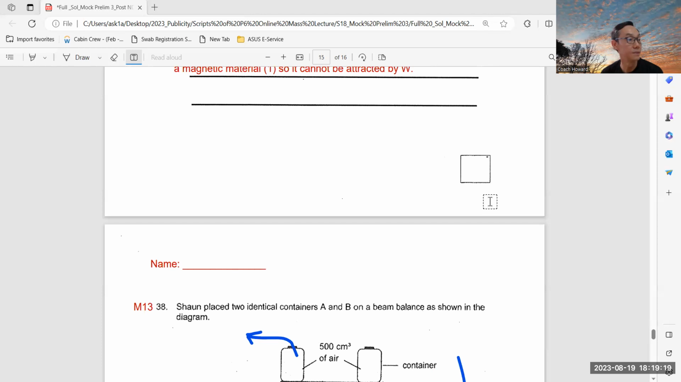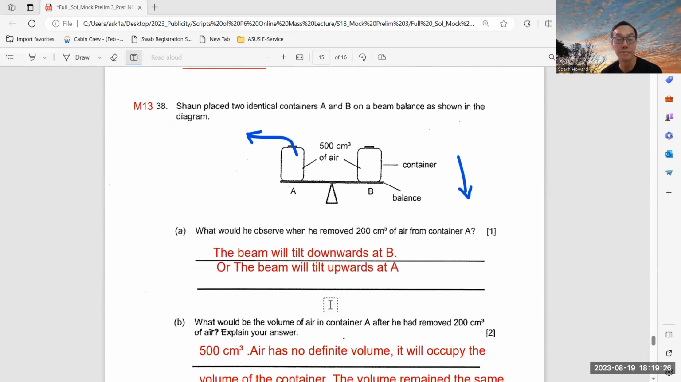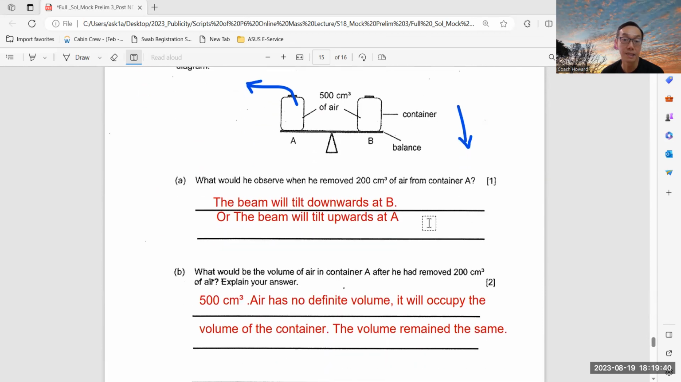M13. Okay, M13, I go a bit faster because running out of time. If you pump out the air, there will be less air. Whole air is a metal, will have less mass. So you mention the beam will tilt downwards at B, or you can say the beam will tilt upwards at A, either way. This is a tricky one. I put it here. Part B is a tricky one.